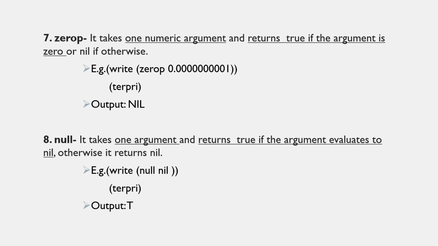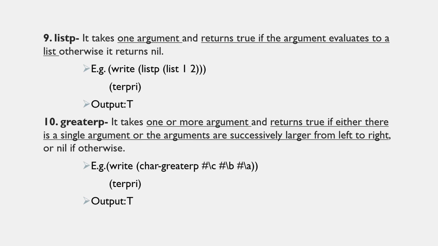Next predicate is null. It will take one argument and return true if it is a nil value, and it will return nil if your answer is false. So write null and the parameter is nil. Now it is true, so you will get true.